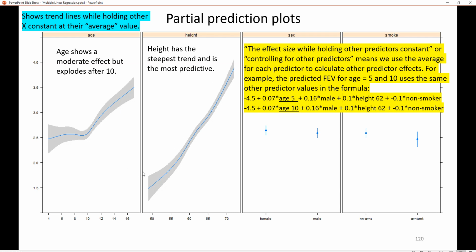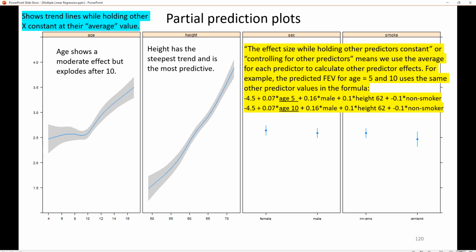So it's important to point out, the steeper the trend, the greater the effect it's going to be. And it's no coincidence that height is the most important predictor in this data. We can interpret the effect size while holding other predictors constant, or controlling for other predictors, which means we use the average for each predictor to calculate other predictor effects. You've often heard this: we're controlling for other variables, holding all things constant.